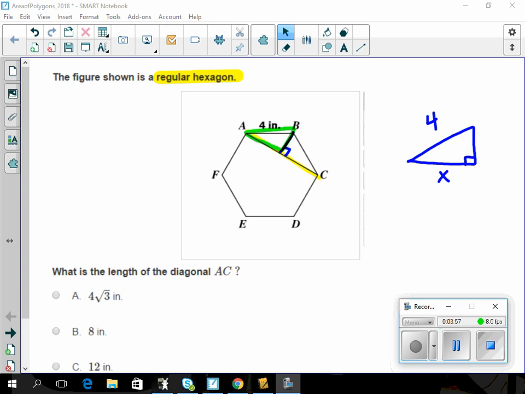What are some options in right triangles? Pythagorean theorem is an option. Do I have enough information to use Pythagorean theorem? No. I need all the sides, don't I? I'm missing that right-hand side. I have no idea how long that is. What's something else? If I can't use Pythagorean theorem, what's the other thing I can use for right triangles? Sine and cosine, and that's what we're going to do. I'm going to use SOHCAHTOA, okay? Sine and cosine. But I need an angle to do that.